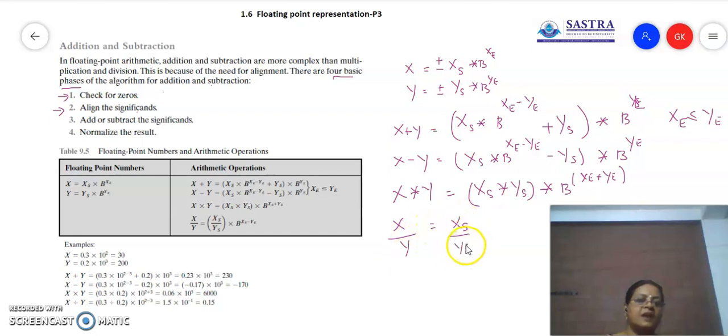and then according to the bias, you have to find the difference of the exponents, xe minus ye. So this is going to be the basic equation to be followed for finding the addition, subtraction, multiplication and division of the exponents. Okay, I think this we can work out with an example here.